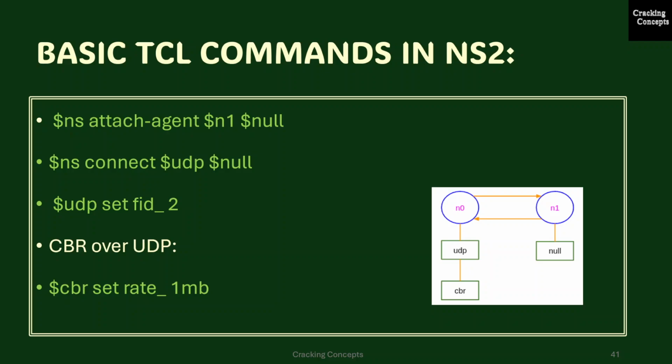The next command $NS attach-agent $N1 $null defines the destination node as N1. Next the command $NS connect $UDP $null makes the UDP connection between the source and the destination, that is N0 and N1. To identify a particular flow, we mark it using the command $UDP set fid_ 2.